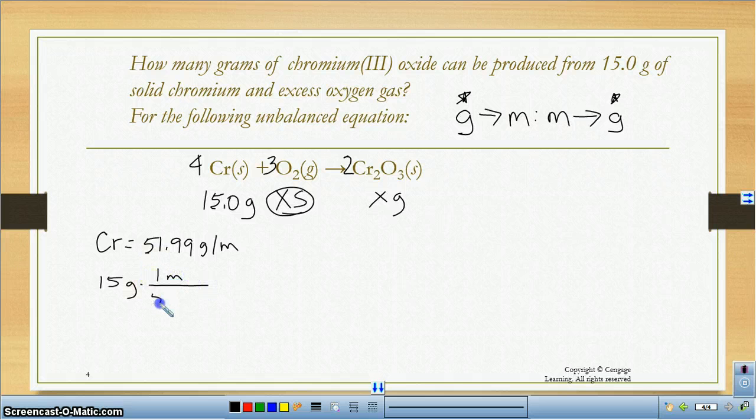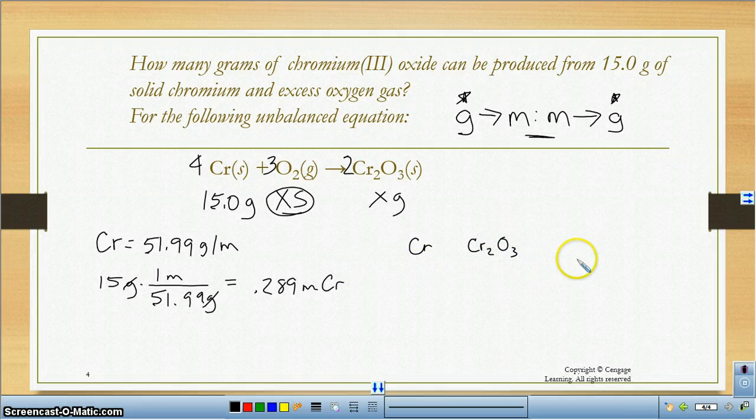So 1 mole over 51.99 grams. And it's set up correctly because I can cancel my grams. So I'm going to take 15 divided by 51.99, and I get 0.289 moles of chromium. So I've gone from grams to moles. Now I need to look at my mole-to-mole ratio. So I'm going to look at chromium and compare it to the chromium(III) oxide.